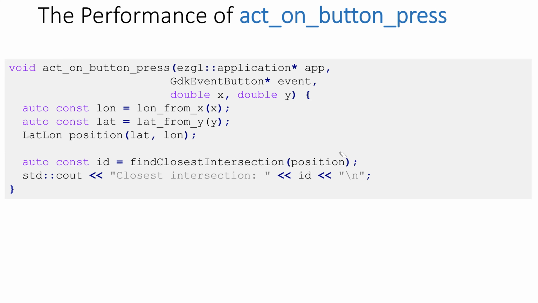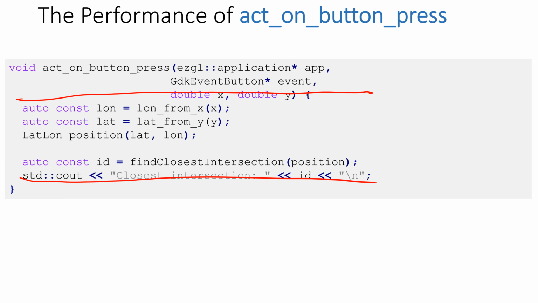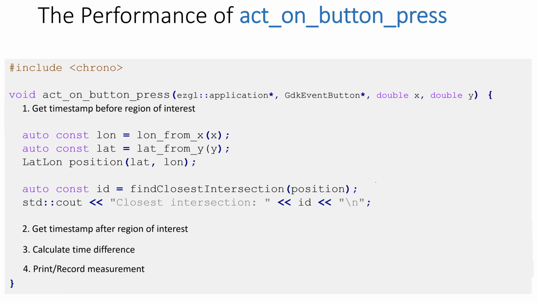I'm going to time this act on button press routine that we wrote in tutorial 6. You click the mouse button in the graphics area. What do we do? How long does this take? I want to time the whole routine, so I'd really like to get all of this. I want to get the timestamp before this code executes. And this is the code you want.